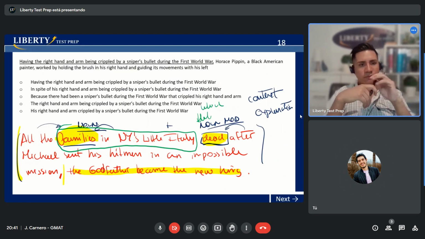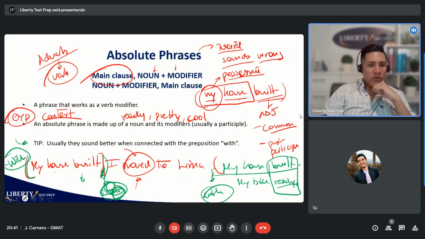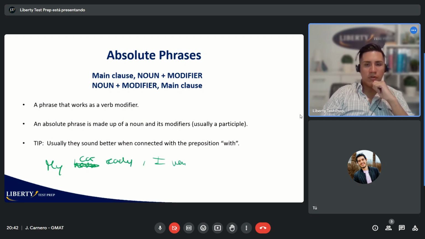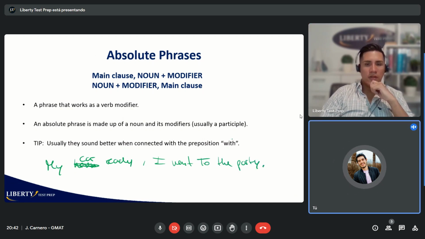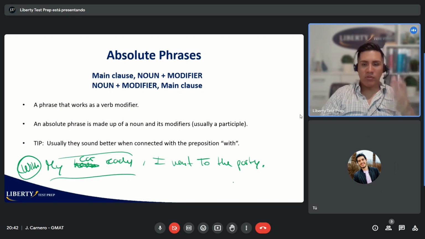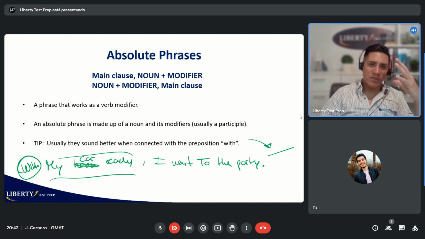Can you repeat just one more time how I can use with to identify? Yes, if you believe that you are in front of, let's say, my car ready, comma, I went to the party, let's say I went to the party with my car ready. But normally you use with before the absolute phrase: with my car ready, I went to the party. That makes it sound better. You could also put it at the end, if that makes it sound better.